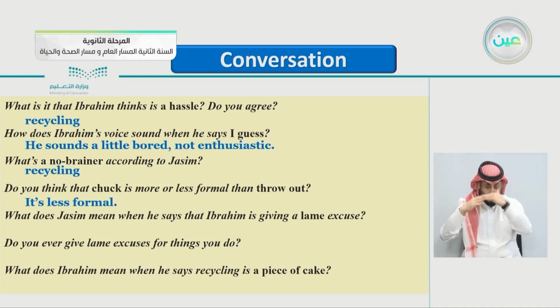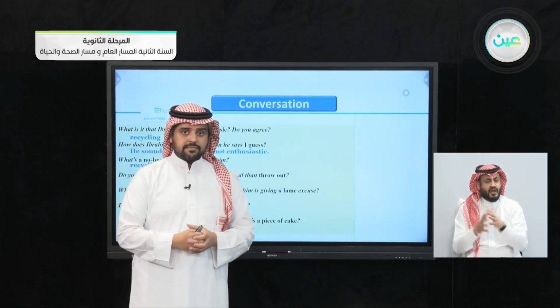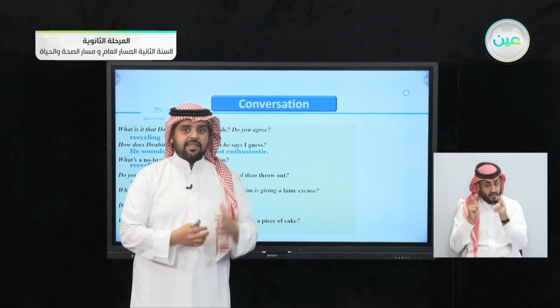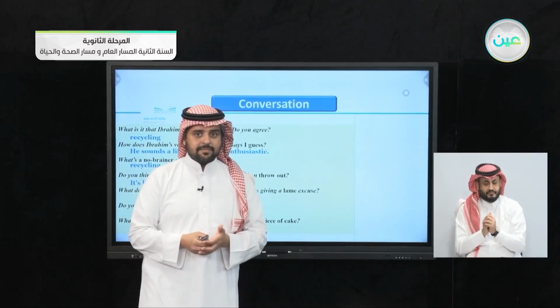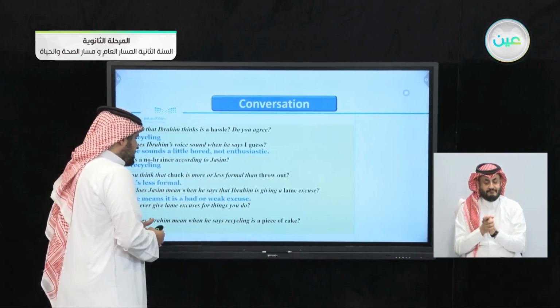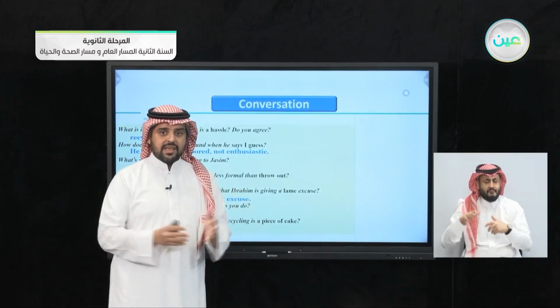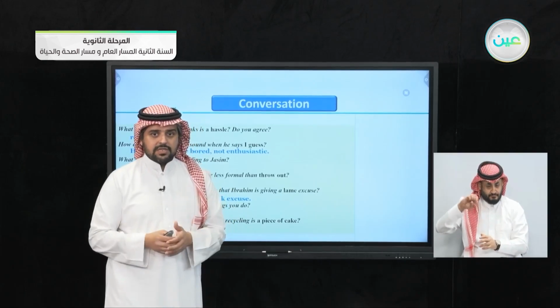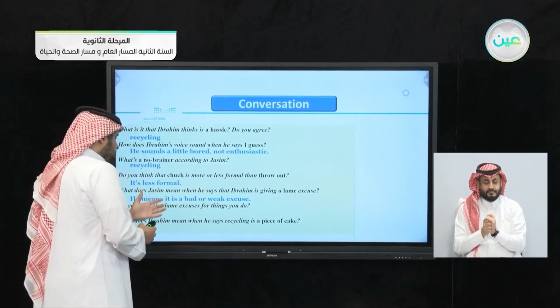What does Jassim mean when he says that Ibrahim is giving a lame excuse? When Jassim told Ibrahim that's a lame excuse, what does he mean? From the conversation, of course, when he said that's a lame excuse. What does he mean by lame excuse? Let's see the correct answer here together. He means it is a bad or weak excuse. You can know from the context of the conversation that lame means bad excuse. When he said that it's a lame excuse, it means it's a bad excuse or a weak excuse.